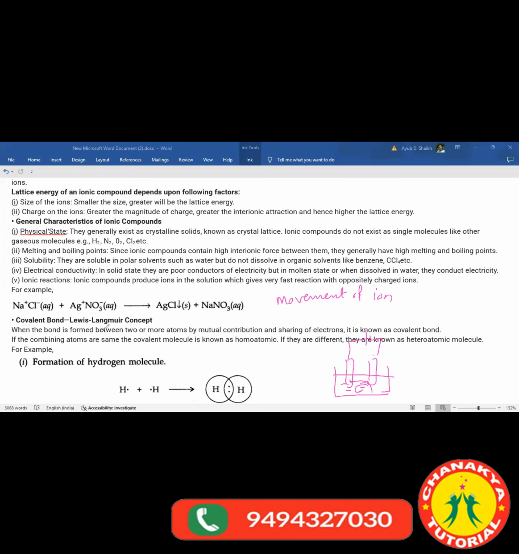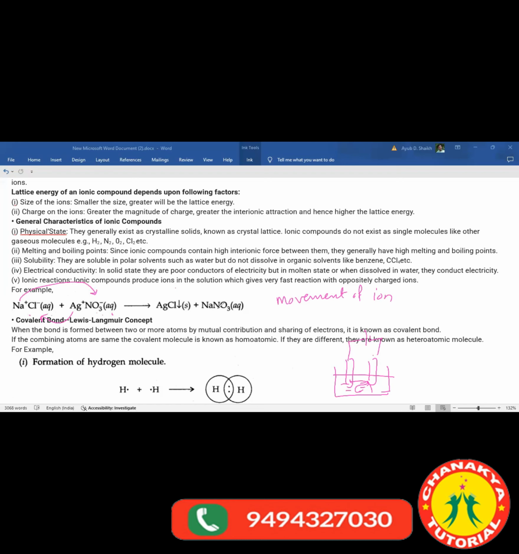Now, ionic reactions. Ionic compounds produce ions in the solution, which give very fast reactions with oppositely charged ions. Examples are given. See, NaCl in aqueous form, when treated with AgNO3, silver nitrate in aqueous form, what happened? Which type of reaction is it? Double displacement, right? Mutual exchange of ions in their aqueous solution to form two different new compounds is a double displacement reaction.